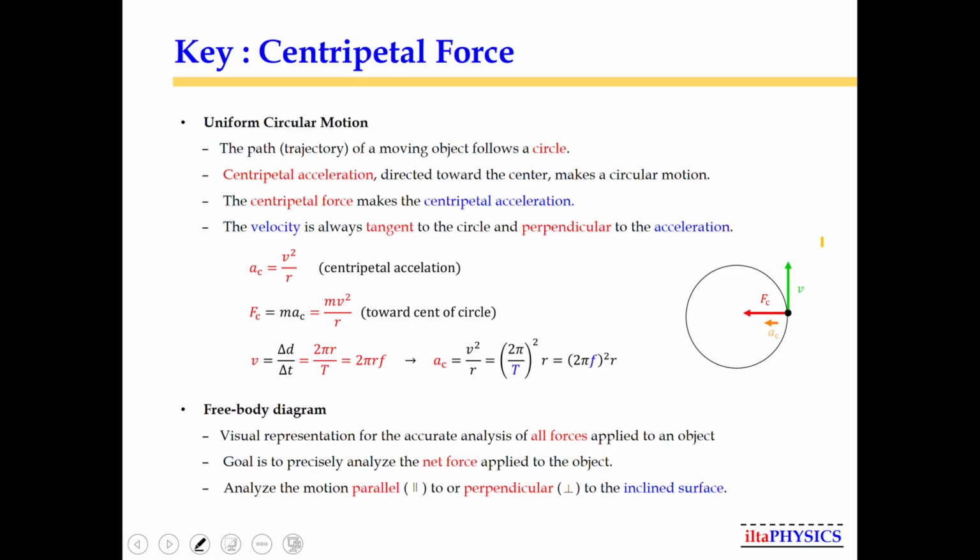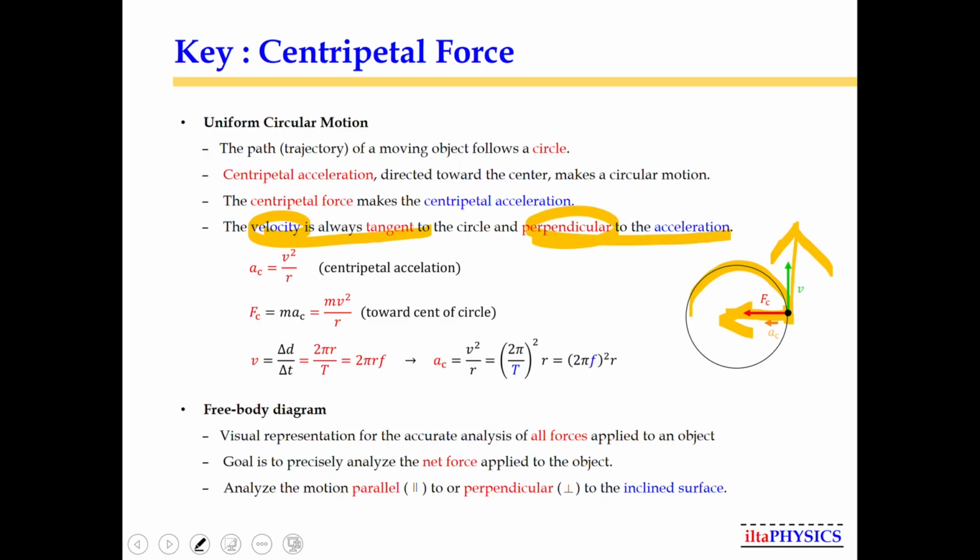Motion where an object moves at a constant speed along a circular path is called uniform circular motion. As shown in the figure on the right, the object maintains a circular orbit because there is an inward acceleration acting at 90 degrees to the direction of motion. This centripetal acceleration is produced by the centripetal force. An important characteristic of this circular motion is that the object's velocity is always tangential to the circular path and is always perpendicular to the centripetal acceleration.